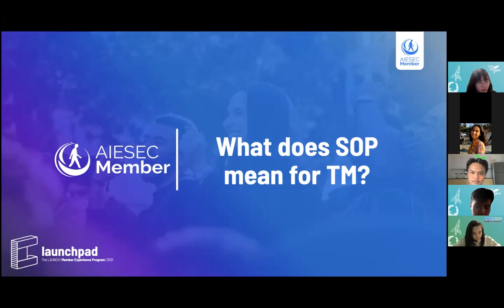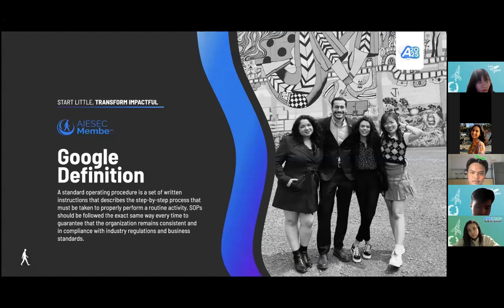Makes sense. Now, moving forward, when we look at the Google definition of standard operating procedure, because trust me, I had a hard time understanding what SOP means because I had never been in an operation background. This was the first time we were having SOP in TM. So I went on to Google and understood what even SOP means.